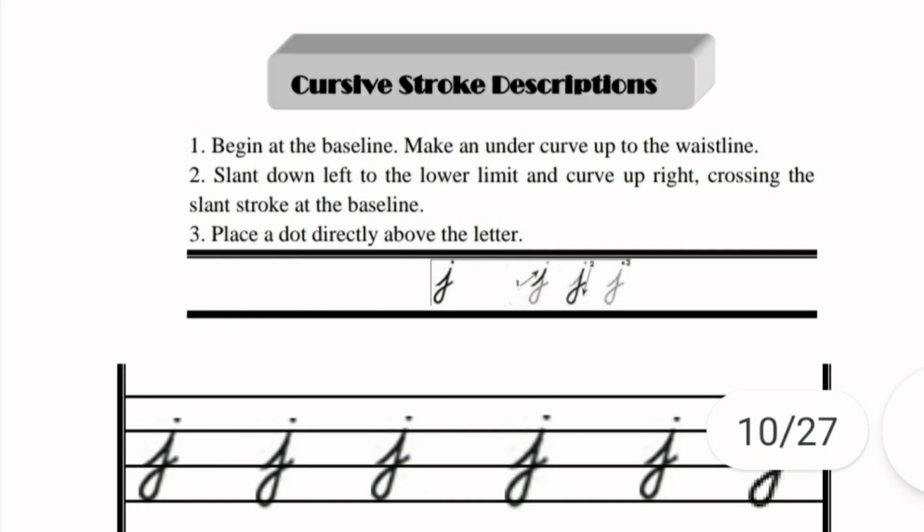Begin at the baseline. Make an undercurve up to the waistline. Slant down left to the lower limit and curve up right, crossing the slant stroke at the baseline. Place a dot directly above the letter.